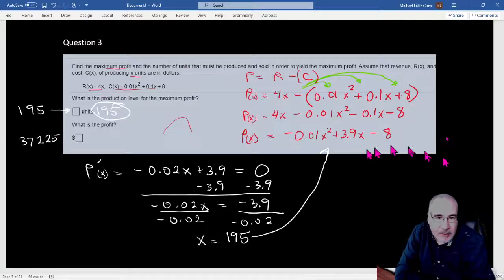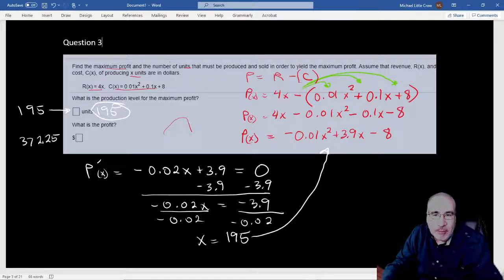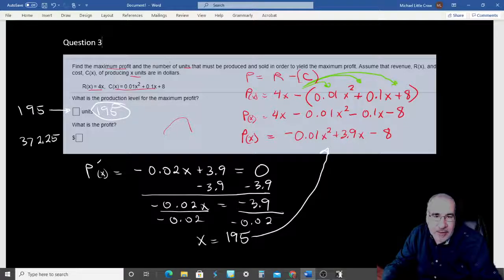Because of this, if this function is accurate, as we keep producing, the cost of production goes up higher than what we're selling them for. We actually start losing on the profit side, so we don't want to sell more than 195. So that's that one. Thanks.